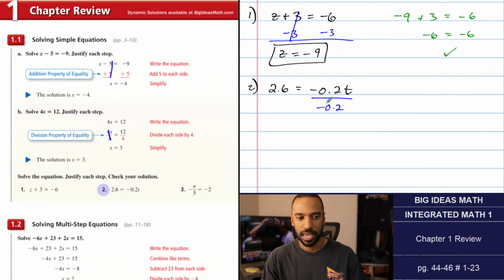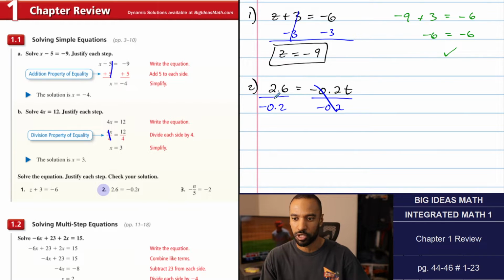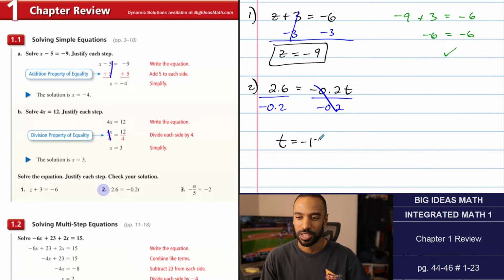As you saw in the example B, you divide by the number that's multiplying by your variable. Our number that's multiplying by this is negative 0.2, like this. Now here, if I divide both sides by negative 0.2, you can see 2.6 divided by negative 0.2, and your calculator would probably give you negative 13. When I say probably, I mean it should. So t equals negative 13.